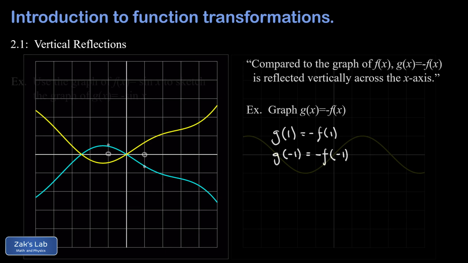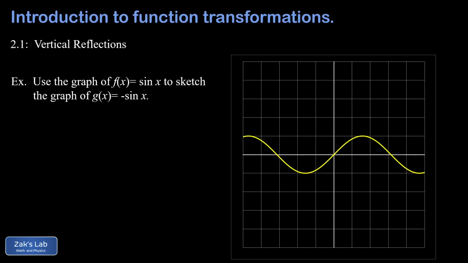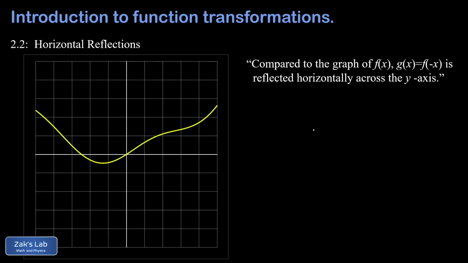So in our vertical reflection example, we're told that f of x is the sine function. And we're already given a graph of the sine function, and then we're asked to use that to graph g of x equals negative sine x. So we simply take every point on this graph and reflect it across the x-axis, and we arrive at the graph of negative sine x. Like if I look right here at x equals negative pi over 2, the sine of negative pi over 2 is negative 1. Well, the negative of that is positive 1. So if we go along the graph and just reflect every single point, we've got the graph of g of x equals negative sine x. Next, we talk about horizontal reflections.